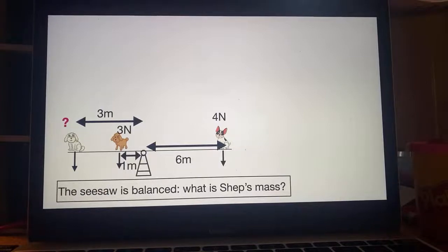You've got 2 dogs now on the left side of the seesaw and only 1 dog on the right side. One of the dogs on the left-hand side weighs 3 newtons and is 1 meter from the pivot. And the other dog is 3 meters from the pivot, but we don't know the mass of that dog. I want you to find it out. And on the right-hand side, you've got a dog weighing 4 newtons, which is 6 meters away from the pivot, and that's that. So have a quick go at that for me, please. The seesaw is balanced, or it's in equilibrium, to put it a better way.